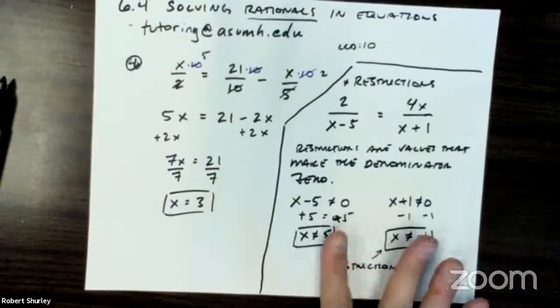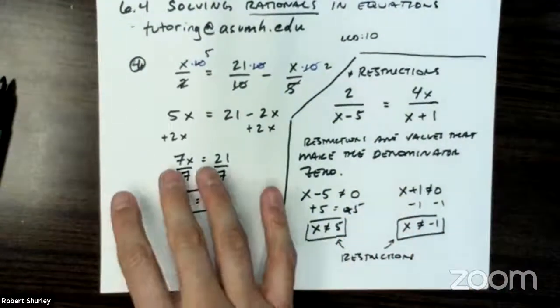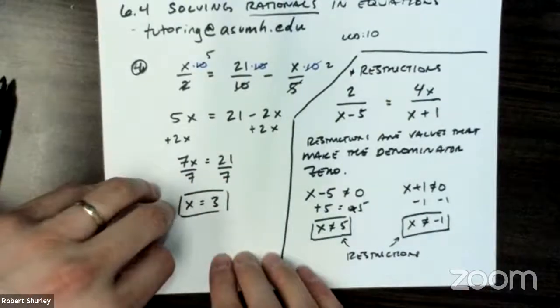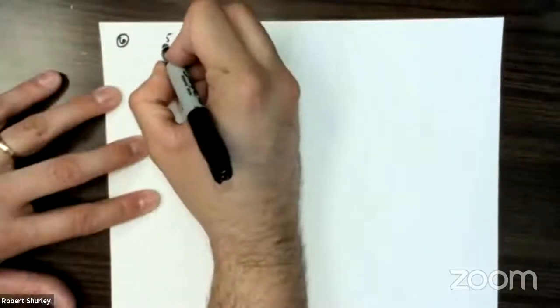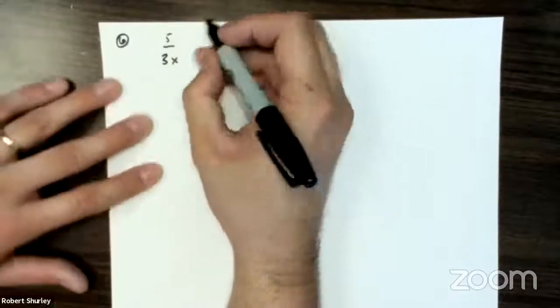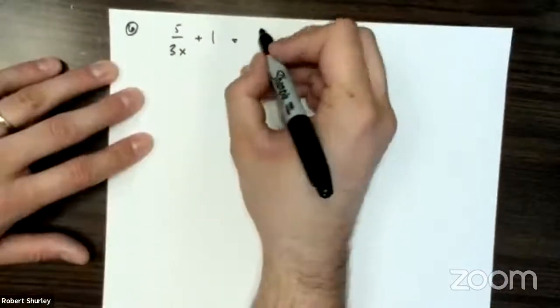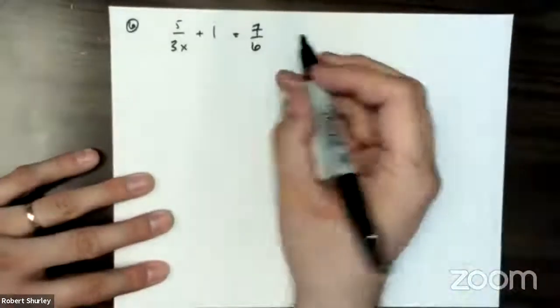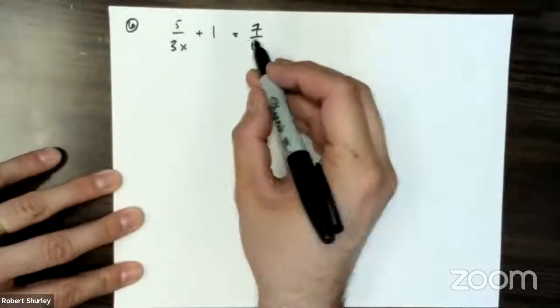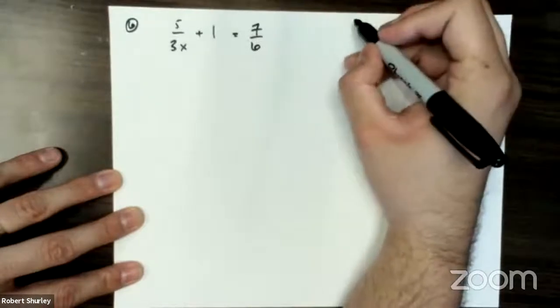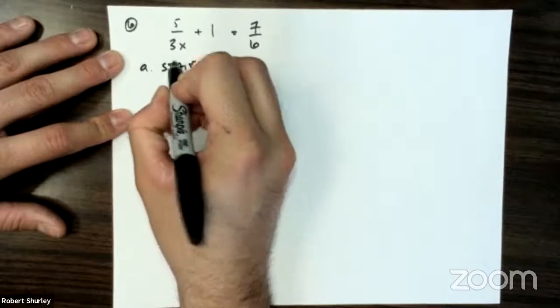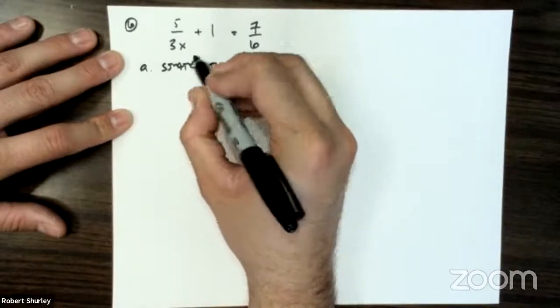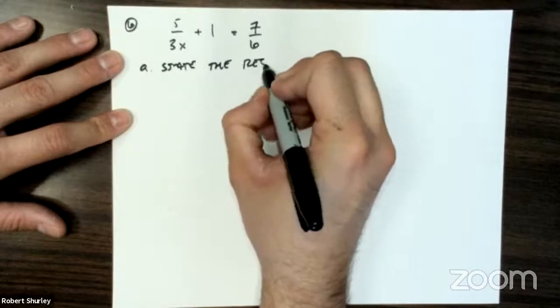So let's look at an example where we're going to identify the restrictions and then we're going to solve it out. Okay, we're going to identify the restrictions, solve it out, kind of an A-B type question. Number 6. We've got 5 over 3x plus 1 equals 7 over 6. So the first thing I'm going to do, actually, let's do this over here. For part A, we're going to state the restrictions.